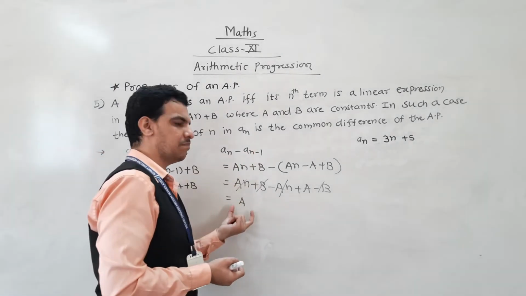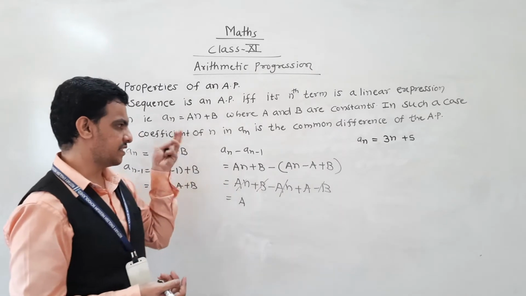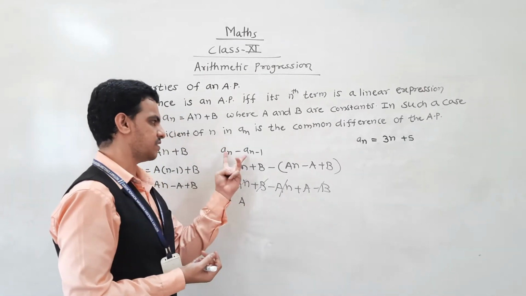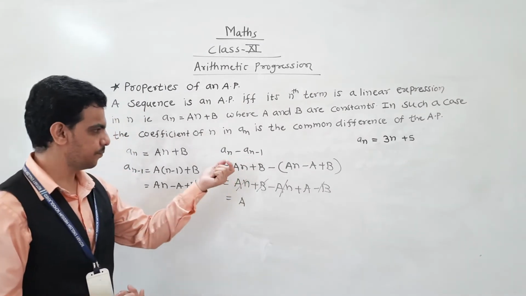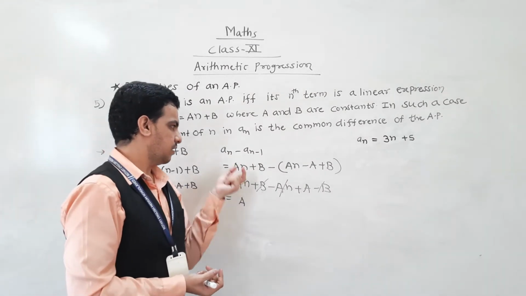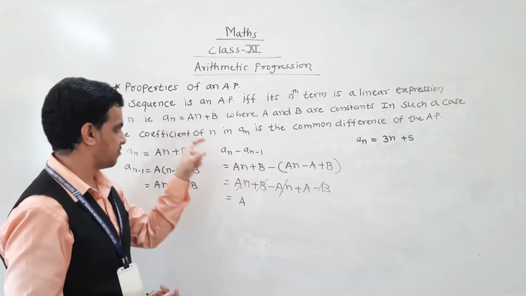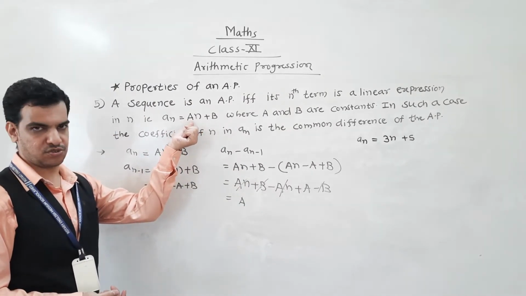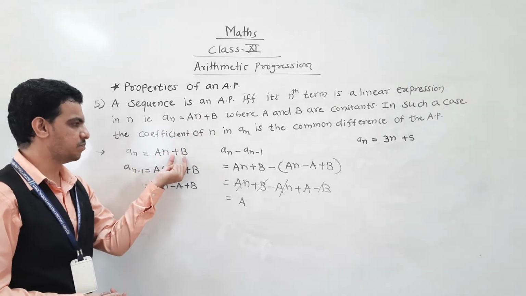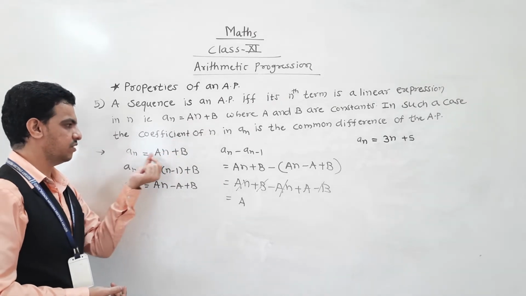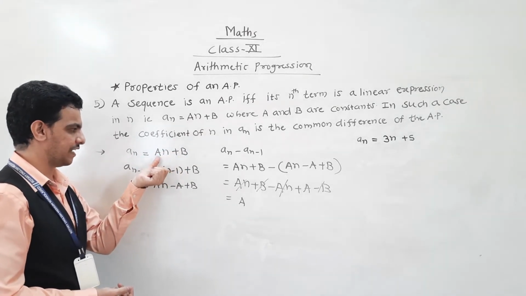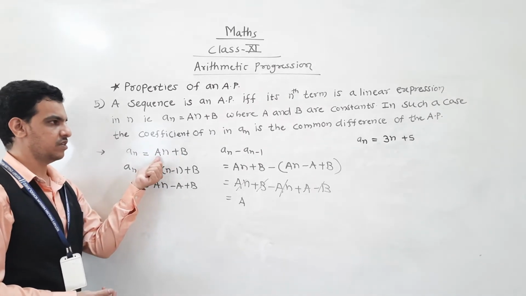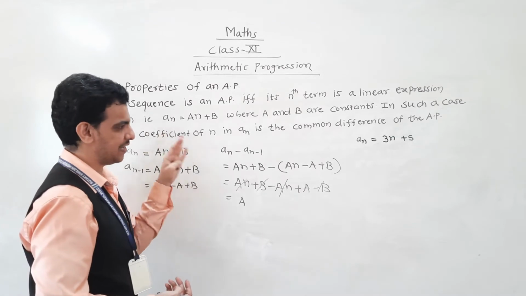If the difference is independent of n, then that is an AP. And this means the common difference is the coefficient of n. So here an plus b is the nth term, so the coefficient of n is a. So the common difference of this AP is a. So we can use this result directly.